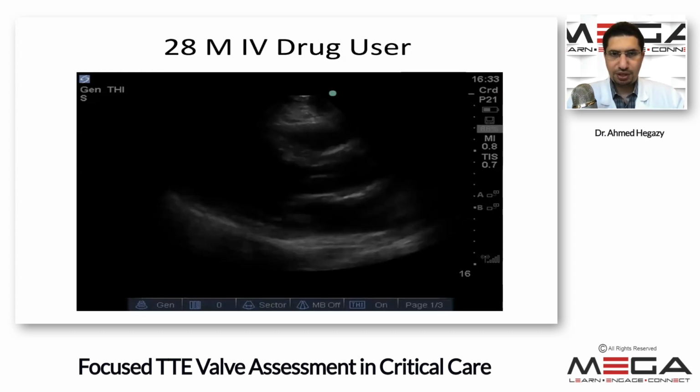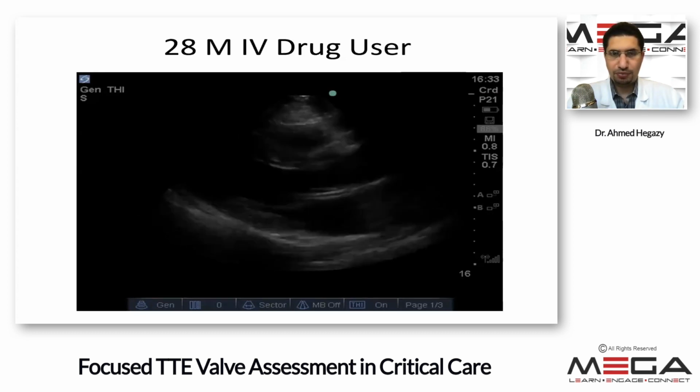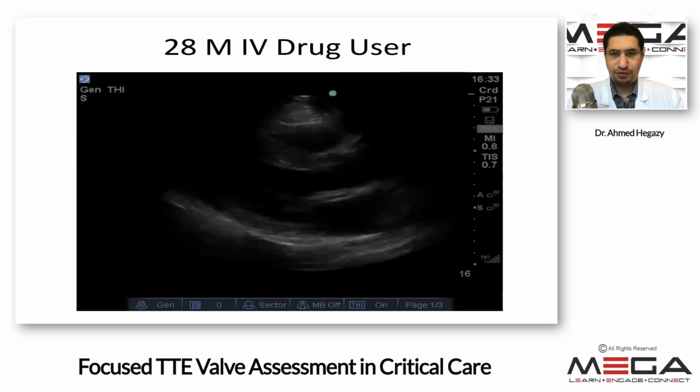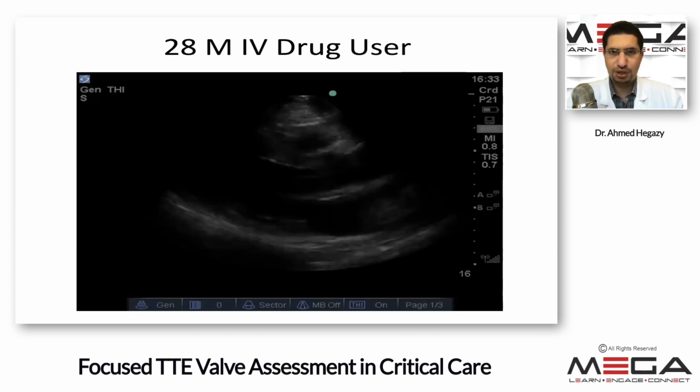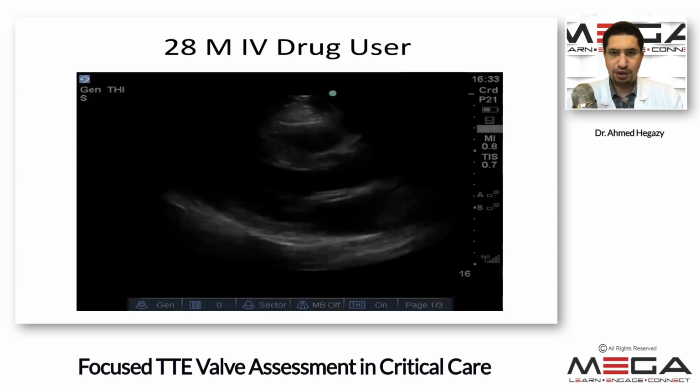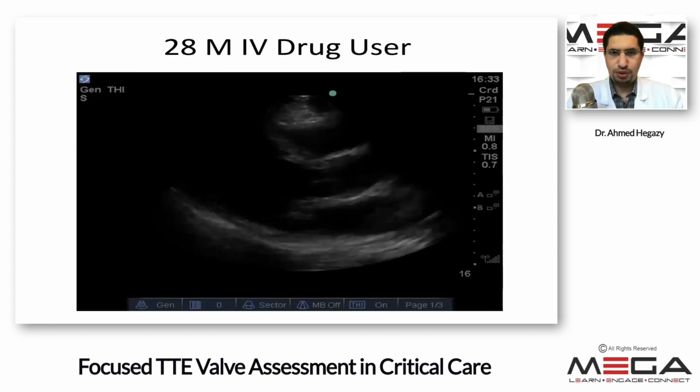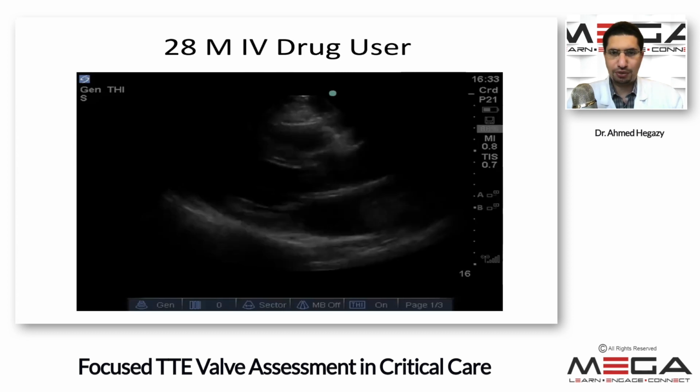We have a second case here of a 28-year-old gentleman with a history of IV drug use. So this is a gentleman who's got a history of smoking, IV drug use. He's a chronic hep C patient as well. He comes to the emergency department with shortness of breath and confusion and a fever.